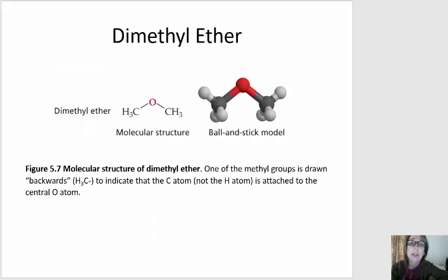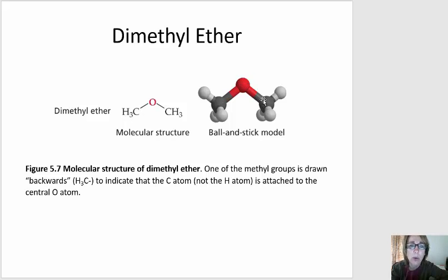The simplest ether is dimethyl ether, where the oxygen is connecting two methyl groups. And I just want to point out something about how we write this structure. On the left-hand side, our methyl group is not written as CH3, it's written as H3C. And that's because when we draw the bond between oxygen and the methyl group, we want to be absolutely certain that it's clear that the oxygen is bonded to the carbon and not to the hydrogen.